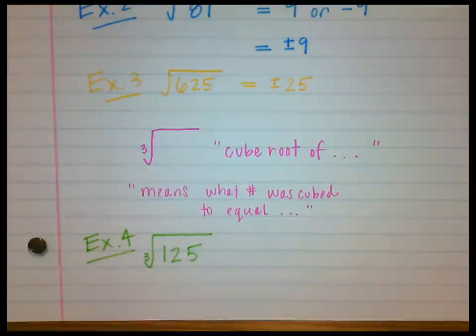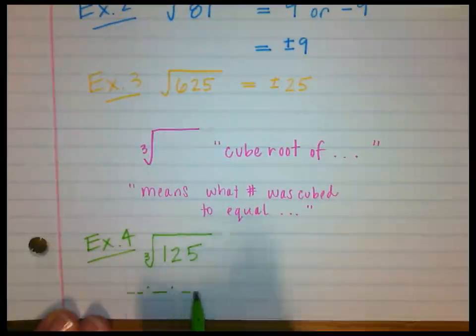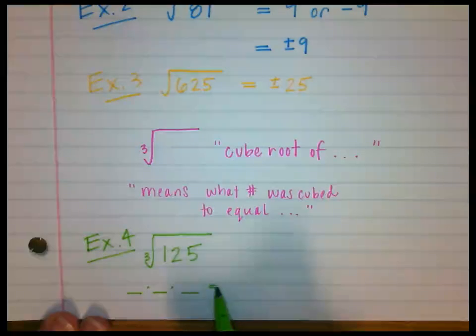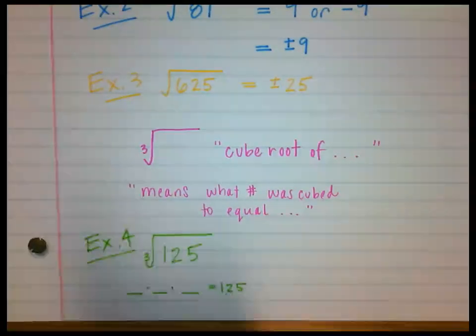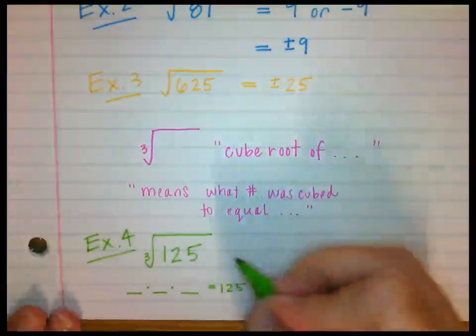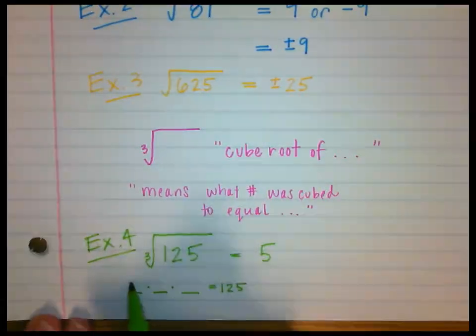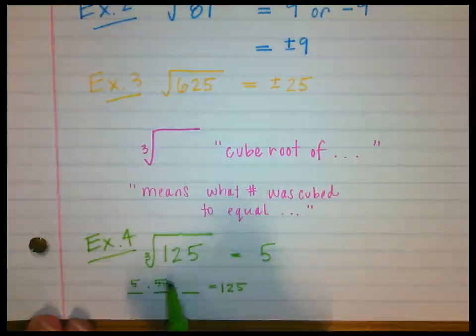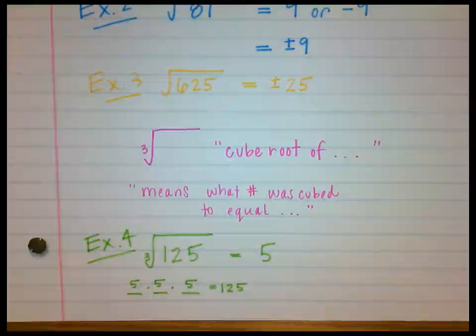So what number was cubed? So what that means is what number did I multiply by itself 3 times to equal 125? So again, if you know your flashcards well, you know that the answer to this is 5. Because 5 times 5 times 5 equals 125.